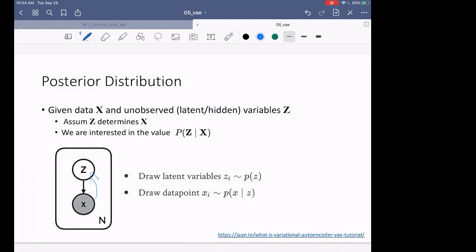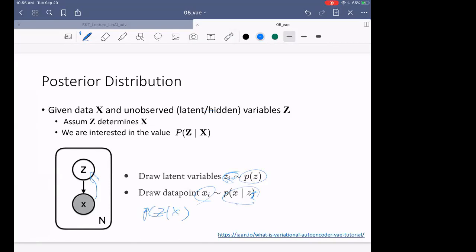So usually how X is derived is that you draw latent variable Z from a certain distribution. So Z is also following a distribution, and you draw a Z_i, the ith example, from the P(Z), and then given Z_i, you can plug that into the P(X given Z), which is another distribution that X follows, and then you can draw a data point X_i. So that's how people assume that the X is generated, and you want to infer P(Z given X).